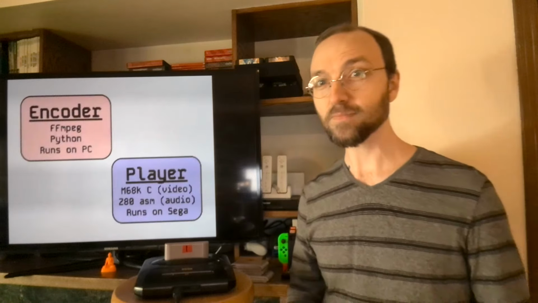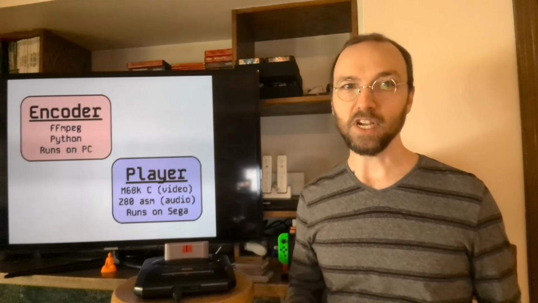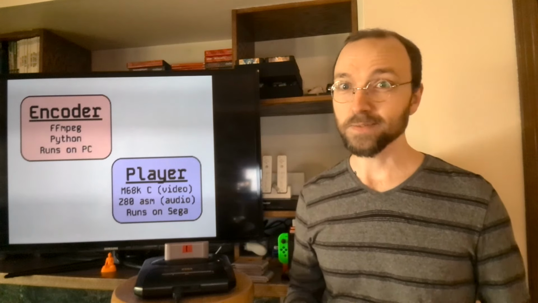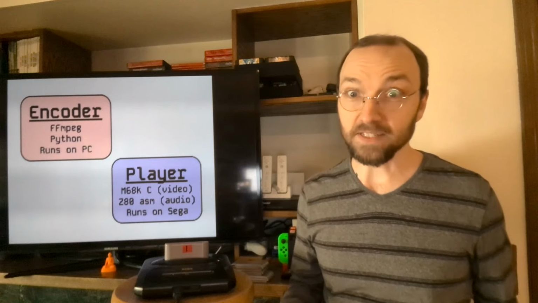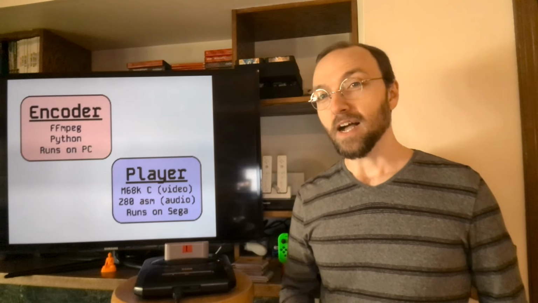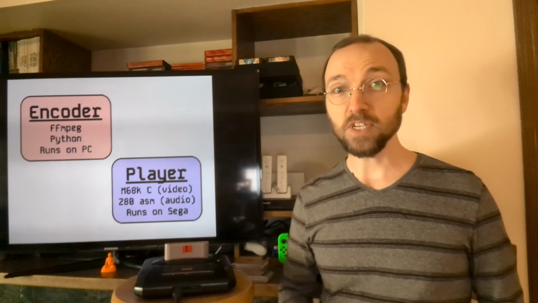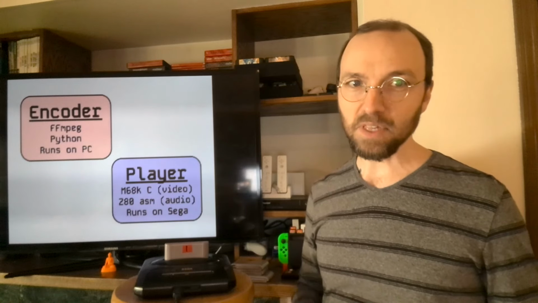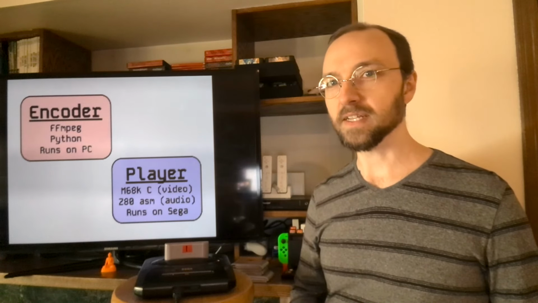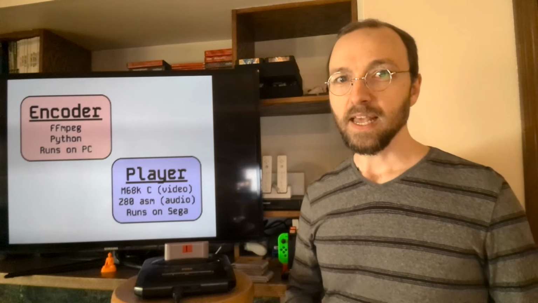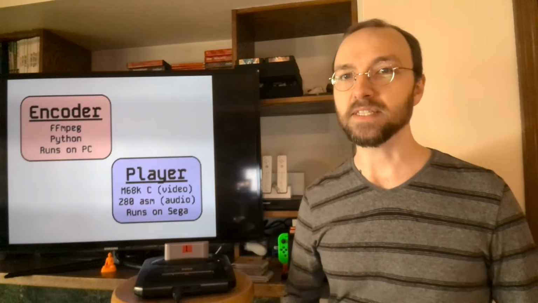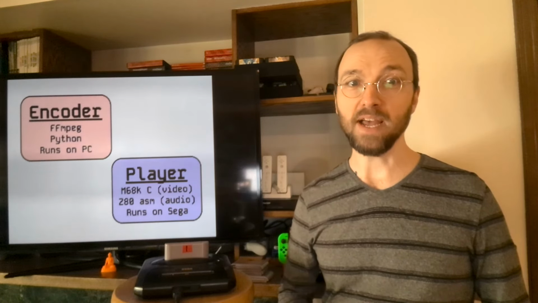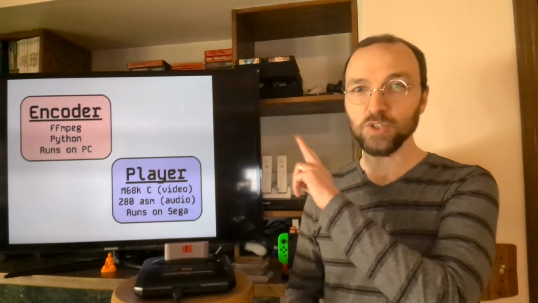But today, we're going to dive into the process of building a video player for the Genesis. To start, I had to build an encoder, which is one part Python script and one part FFmpeg, because seriously, what else is there besides FFmpeg? I also had to build a player, which is mostly written in C for Sega's M68K processor, but also a little assembly for an audio driver that runs on the Sega's Z80 coprocessor. And I'm leaning heavily on an excellent open source SDK called SGDK. When you're starting from scratch with a new video format, you really have to build these two parts in tandem.